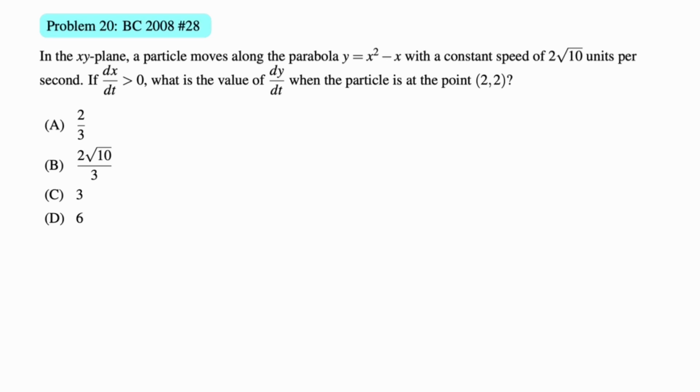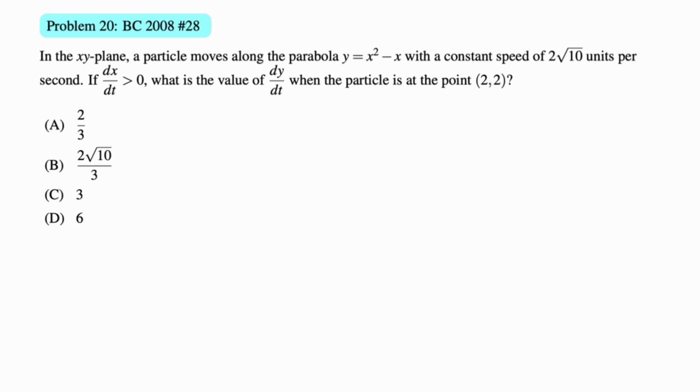In the xy plane, a particle moves along the parabola y equals x squared minus x with a constant speed of 2 root 10 units per second. So it's not obvious at first that this is a parametrics question, but I'm pretty sure it is. If dx dt is greater than 0, what is the value of dy dt? So I think a lot of people think, oh, related rates. I'm thinking parametric specifically because of that speed thing that they gave us, right?